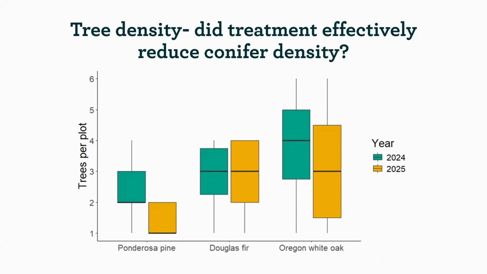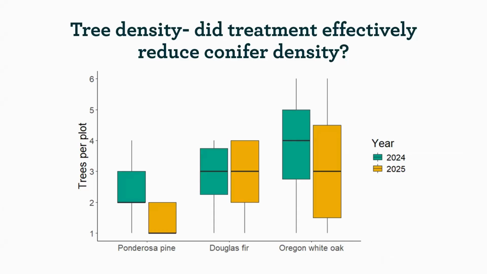We did see a moderately significant decrease in number of Oregon white oak after the thinning treatment. They averaged about 3.1 trees per plot before the treatment, and then 2.3 trees per plot after treatment. I looked at the data to see what type of oak trees were being removed. Most of them were 5 to 7-inch DBH, so smaller oak trees. There were 2 larger oak trees that were 13 and 15 inches of DBH that we saw before the treatment, but not after the treatment.